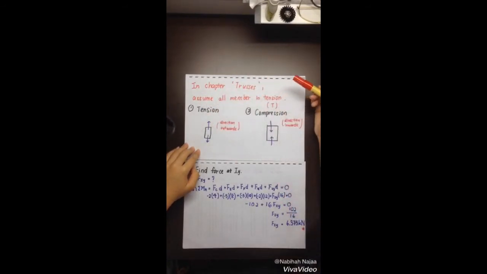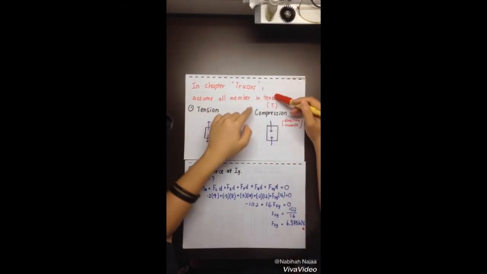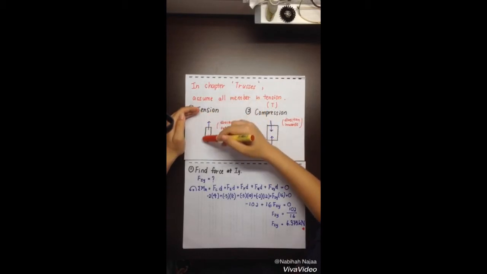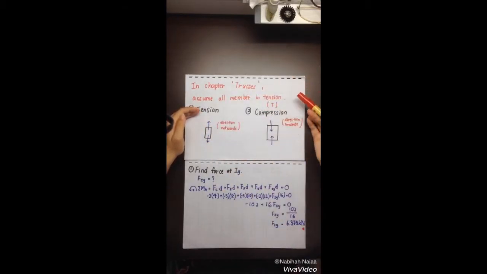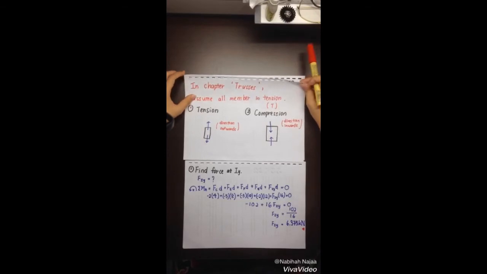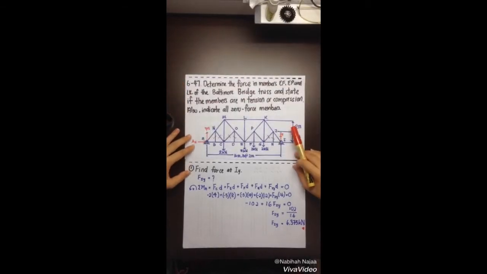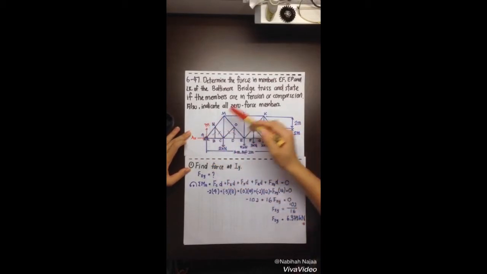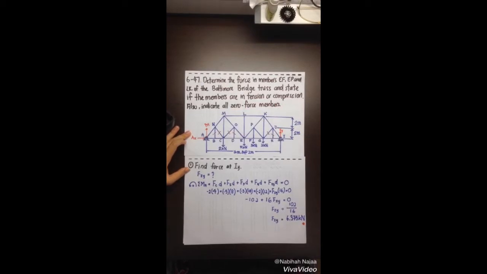In chapter trusses, we always assume all members in tension. So if in tension, the force direction will be pointing outwards. And if in compression, the force direction will be pointing inwards. Okay, we have to understand this first. So we continue to our question. As I said just now, we have 3 unknowns here, AX, AY, and IY. So actually we have to solve them first before we continue to our further step.